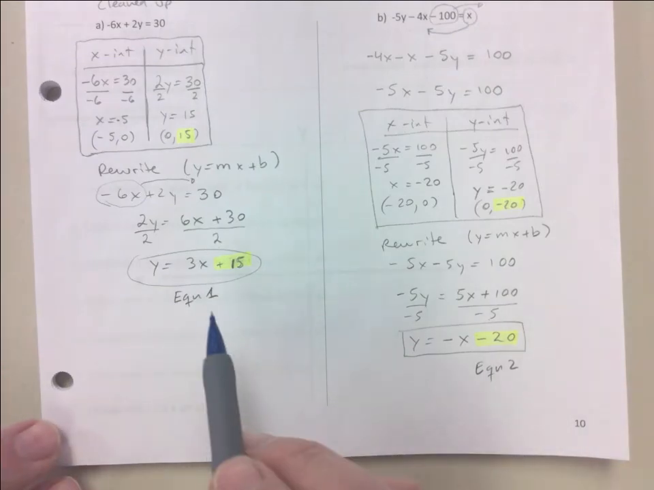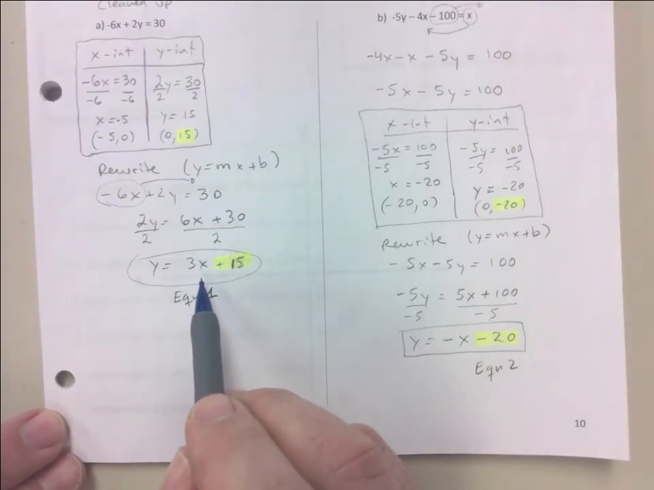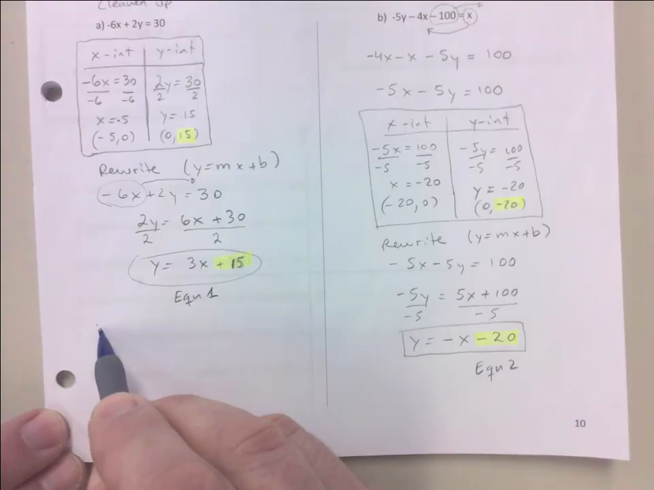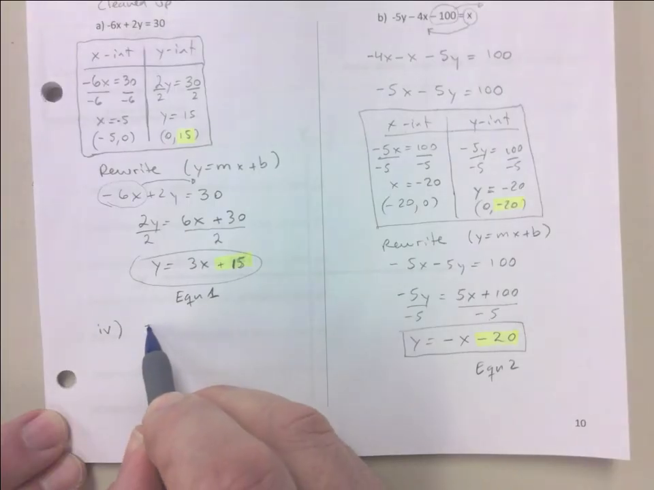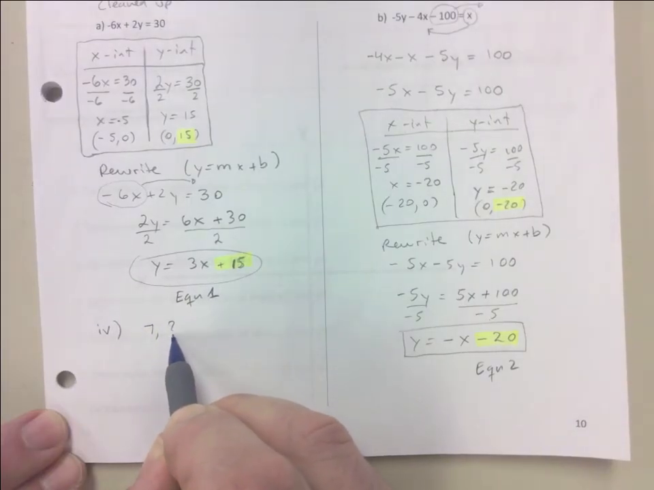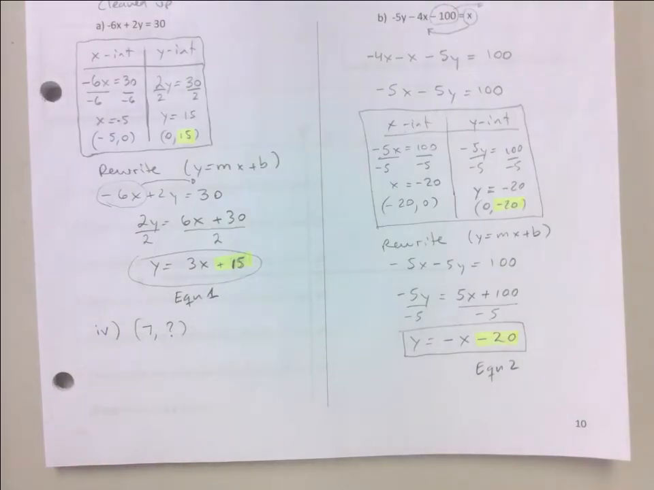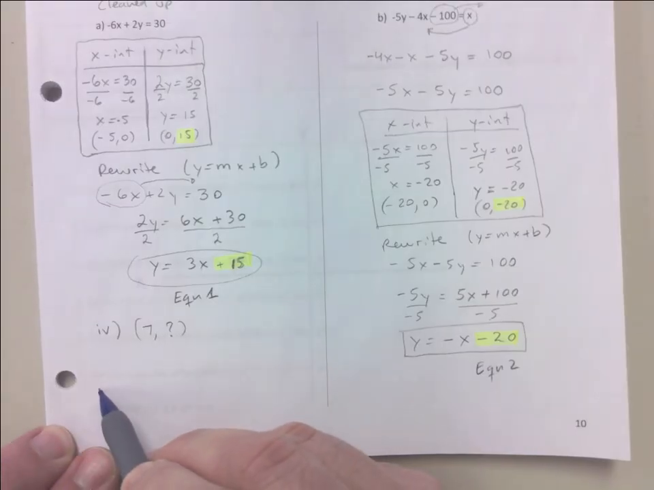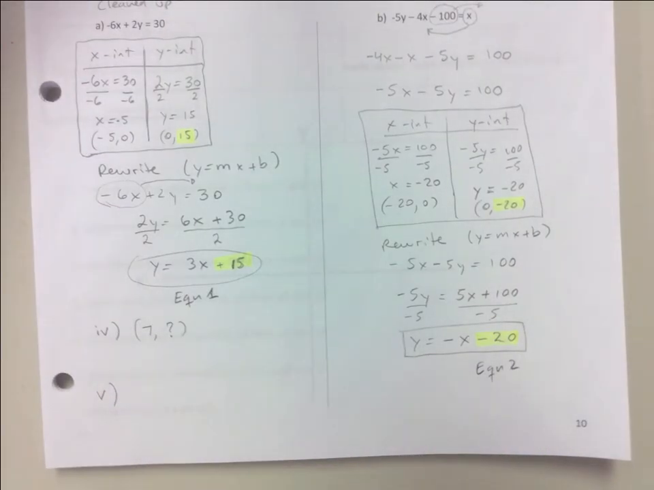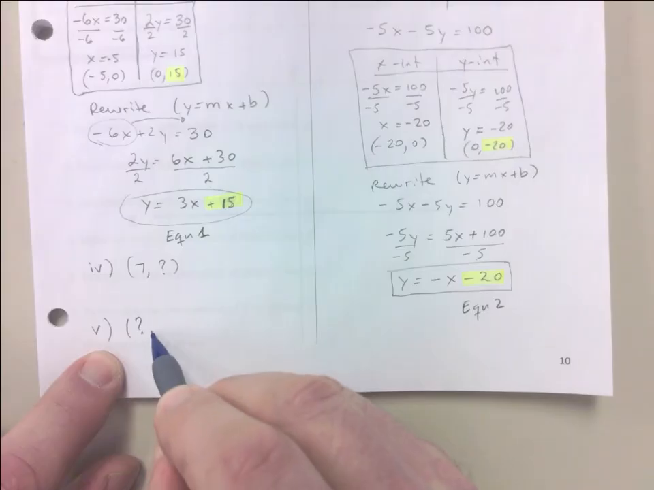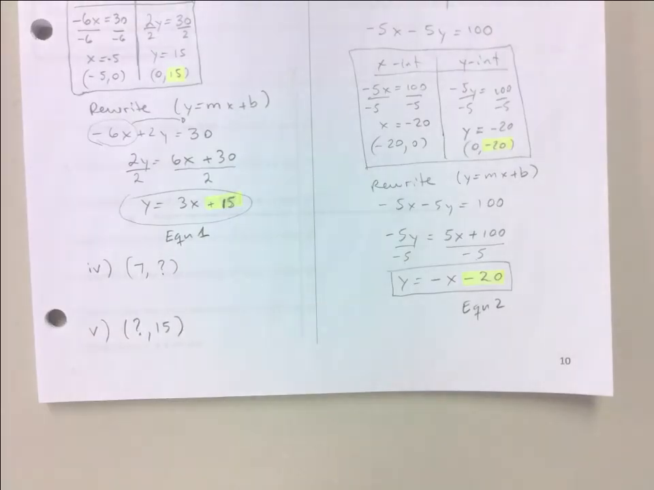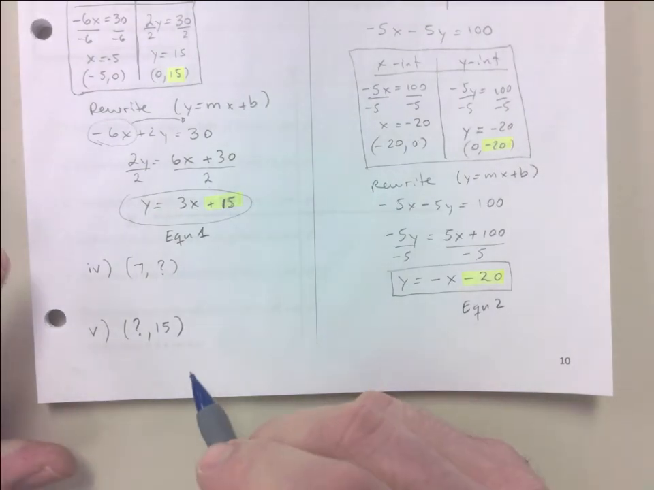Let's type this into our calculator, and basically point number 4 is asking us, when x is equal to 7, what is y, right? That is what it's asking us for there. And point number 5, let me just bring that up a little bit. Point number 5 is asking, what is the x value when y is equal to 15? Okay.